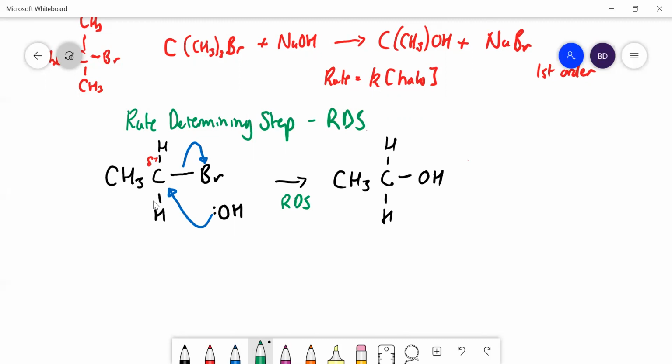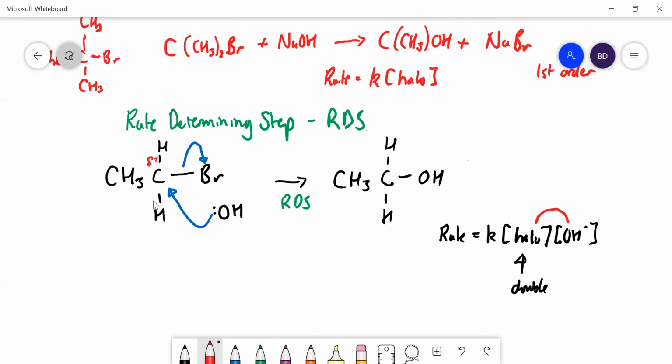And that's why, if you look at the equation, it is first order with respect to both of them, haloalkane and OH minus. So let's think about collisions. If you double the concentration of the haloalkane, the chances of these two things colliding is double, so the rate of reaction will double. If you double the concentration of OH minus, the chances of them colliding are doubled, so that will also double the rate. So that's why it's first order with respect to both of those.